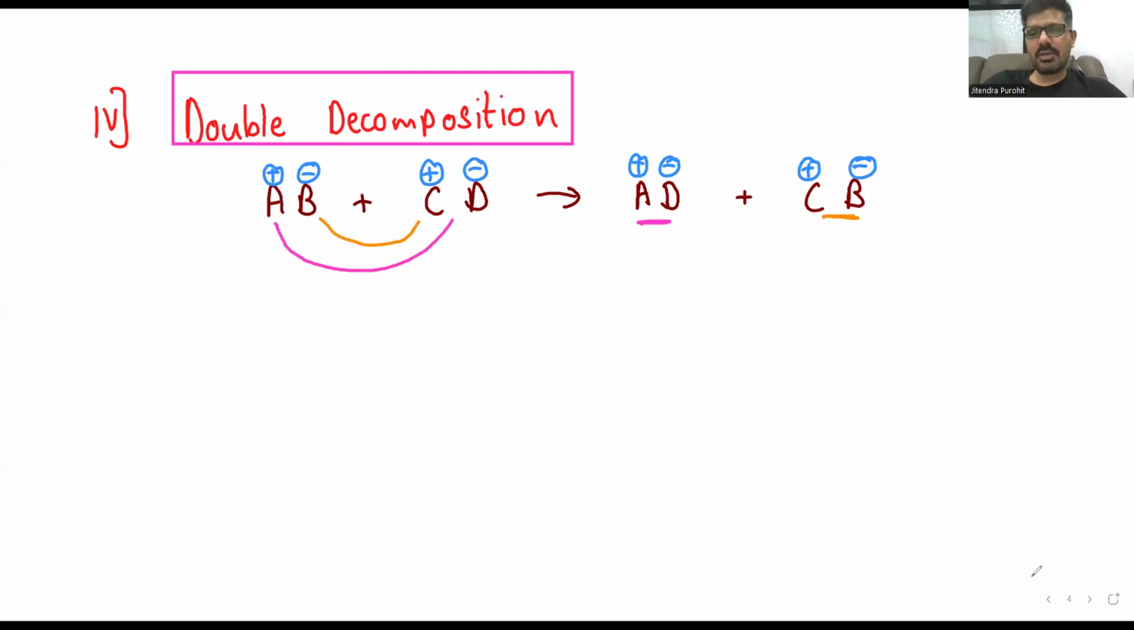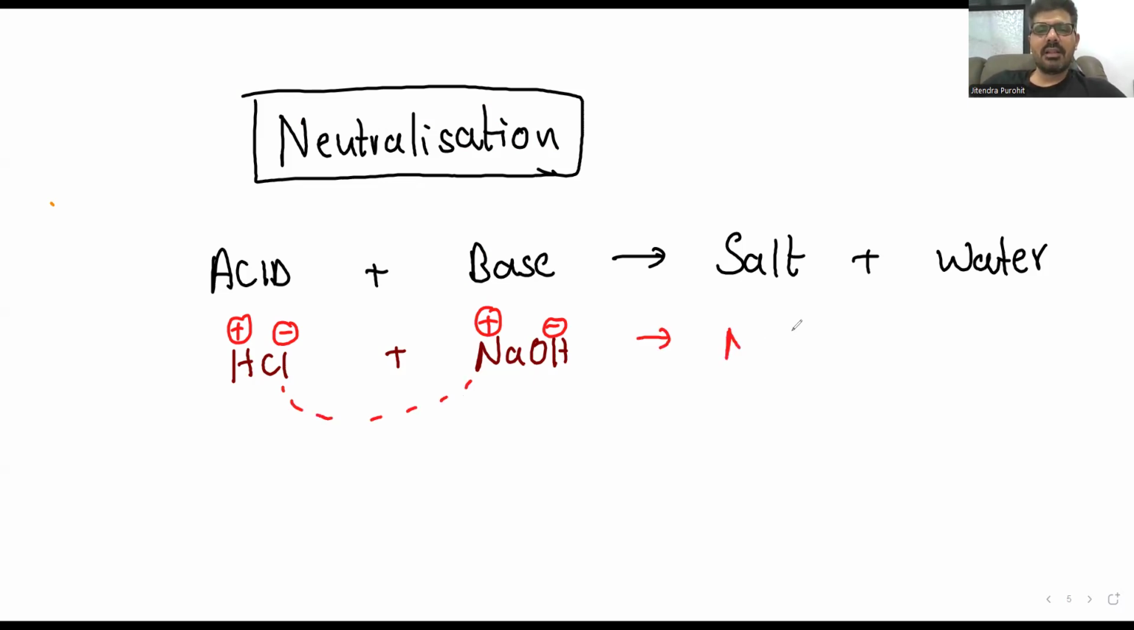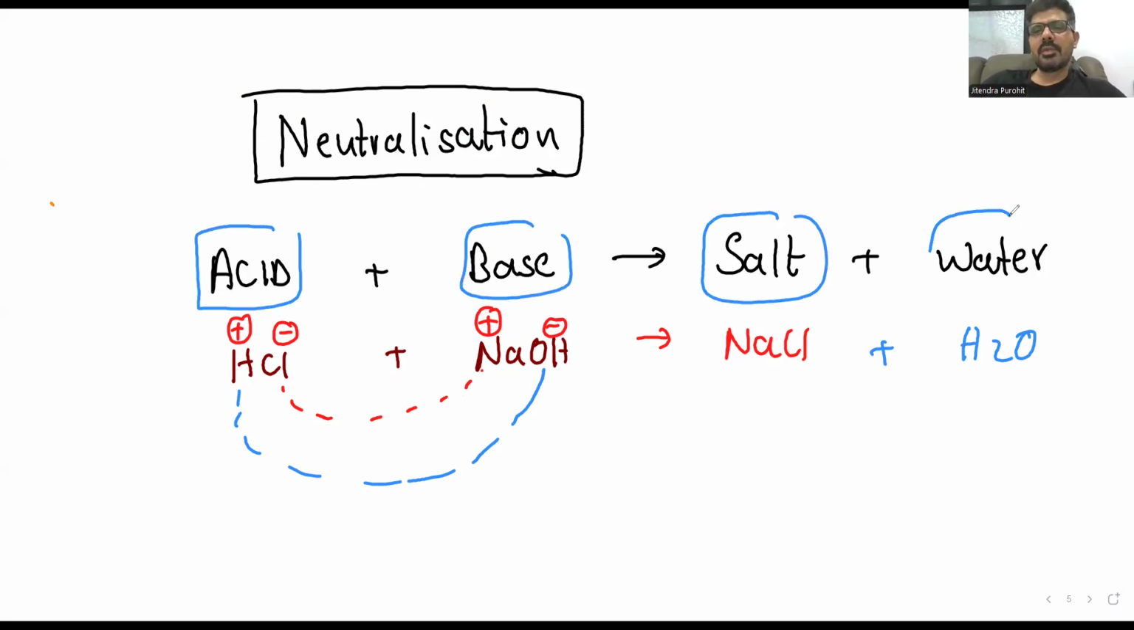In double decomposition, we study neutralization. In neutralization, we take an acid that reacts with a base. So HCl is the acid, NaOH is the base. Here Cl is negative, Na is positive. So the partners will change. What do I get? NaCl. Na will go with Cl, and H will go with OH. H and OH give you water. Clear? So this is neutral. In neutralization, we take acid and base, which give you salt and water. Neutralization is also part of double decomposition.